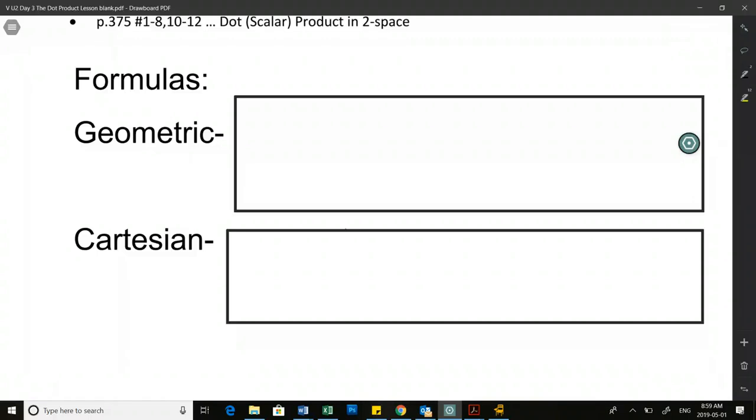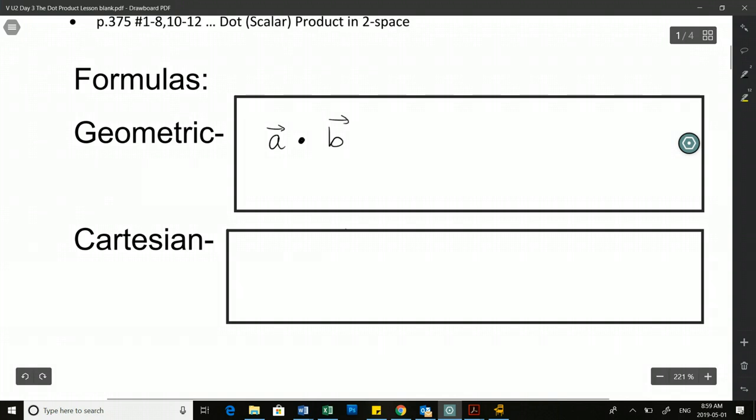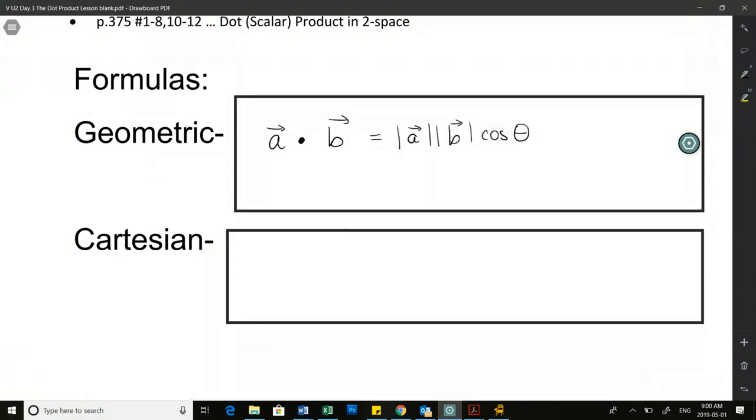and then I want to explain especially where our geometric formula comes from. So our geometric formula, if I want to do A dot B, again, it looks like a multiplication, but when we're talking about vectors, we say dot. It's going to be equal to the magnitude of vector A times the magnitude of vector B times the cos of theta. This is where the vectors are arranged tail to tail. So the theta that I'm talking about is when they're arranged tail to tail.